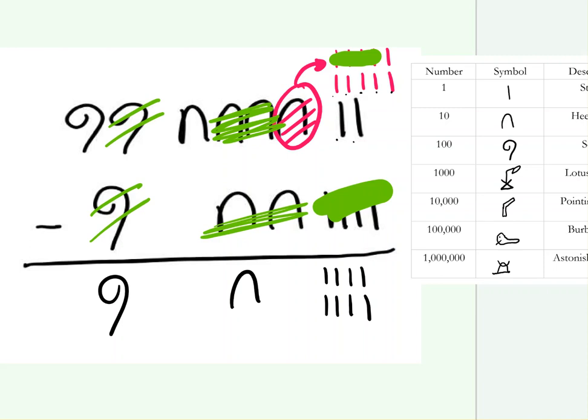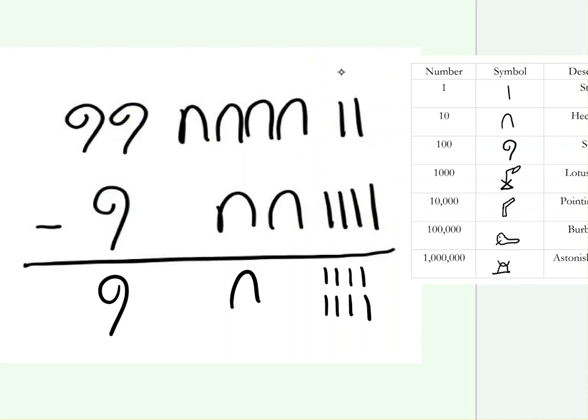And we can check our work, so going back to how these numerals started, the top number is 242, and we were subtracting 124.